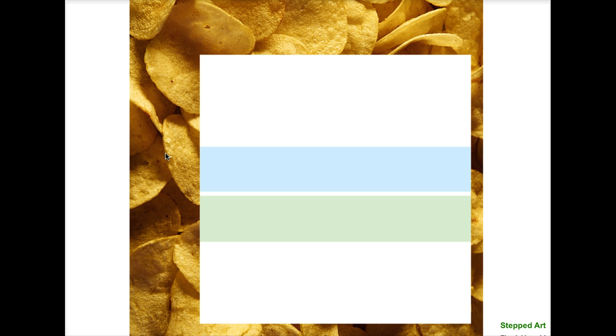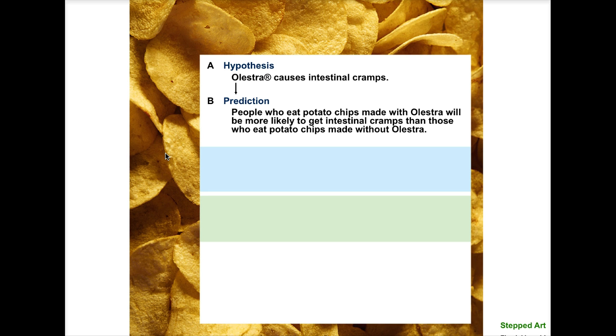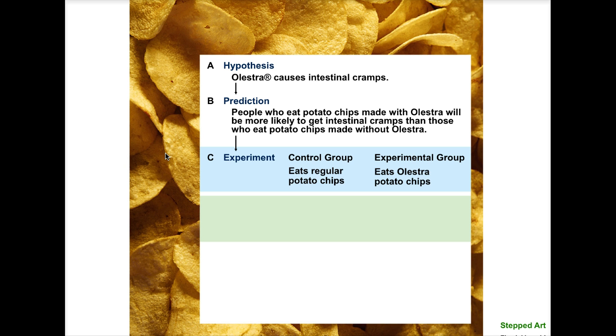One such investigation in your textbook is the observation that olestra causes intestinal cramps. So scientists observed that when olestra came on the market, a lot of people started complaining about intestinal cramps. So they wanted to know if there was a link between olestra and intestinal cramps.